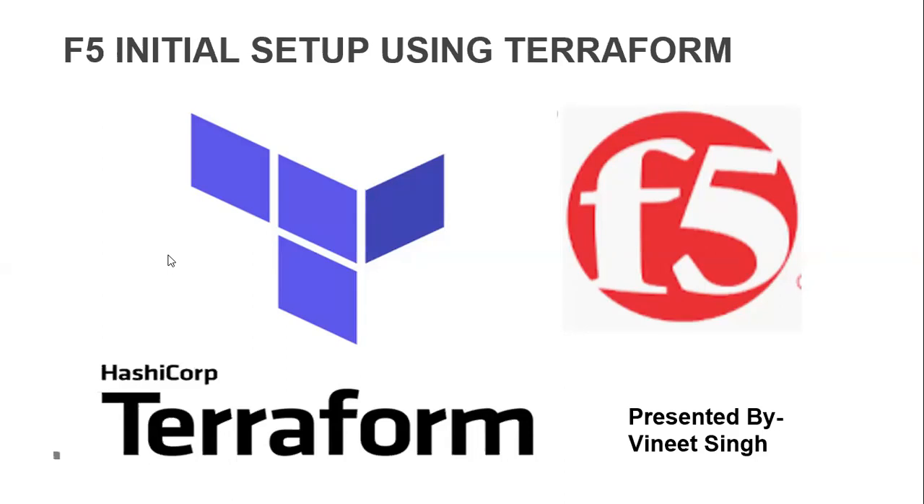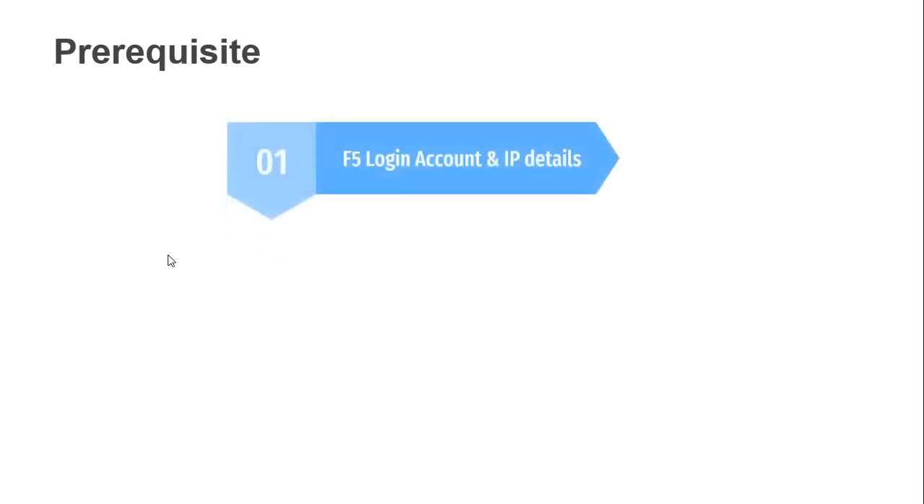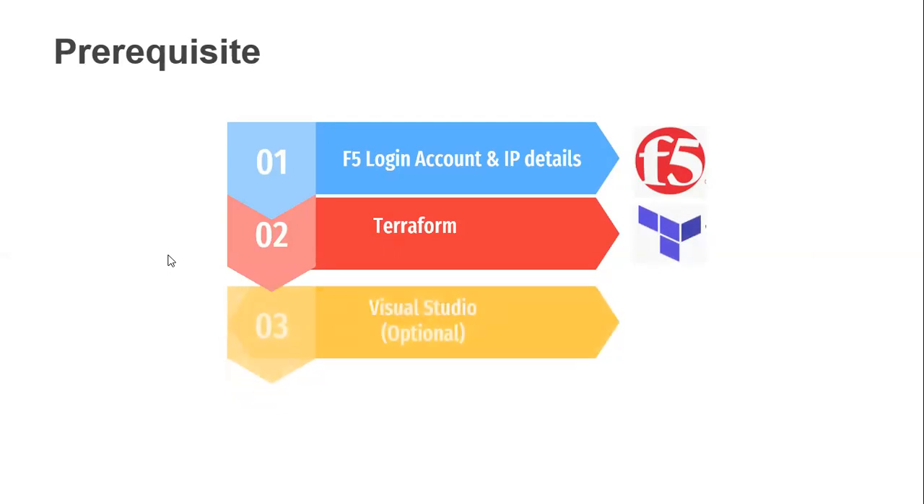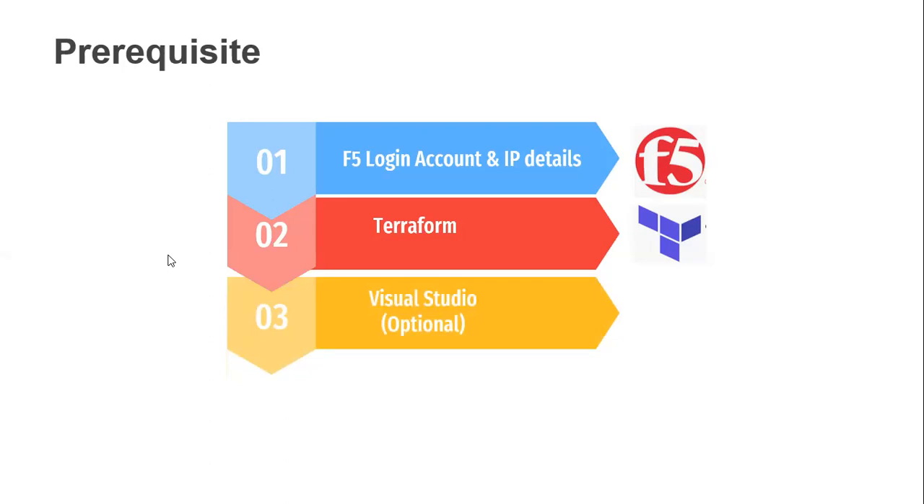In this demo, we are going to use Terraform as our automation platform, using which we are going to configure our F5. Terraform is an open source tool which is developed by HashiCorp. If you want to follow along with me, the main prerequisite is that you first set up your F5 with just the IP address and get the details of your admin username and password. You must install Terraform on your system. For coding, I'm using Visual Studio. You can write your code in Notepad as well. I'm using this just because of the interface which Visual Studio provides.